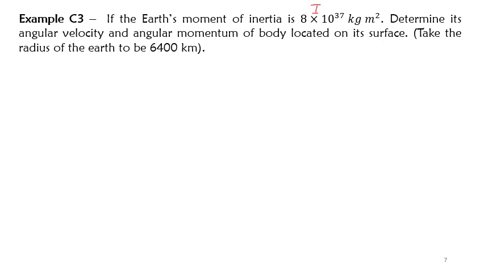Now determine its angular velocity and angular momentum, and take the radius of the earth to be 6,400 kilometers. So the earth is rotating on its axis. That rotation, the earth itself has a moment of inertia of 8 times 10 to the power 37 kilogram meter square. You have to determine the angular velocity with which the earth is rotating and the angular momentum.